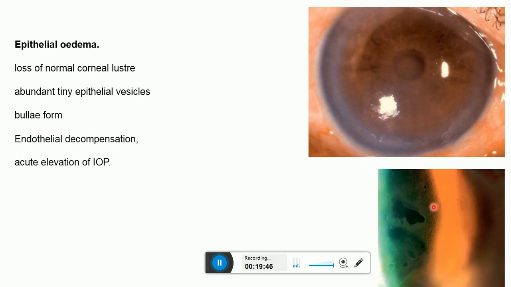Bullae form in moderate to severe cases. Here you can see the bullae. The cause is usually endothelial decompensation. It can also occur after acute elevation of intraocular pressure.